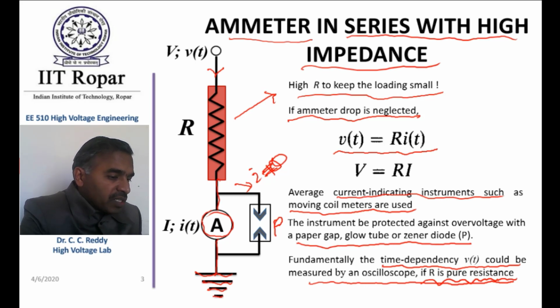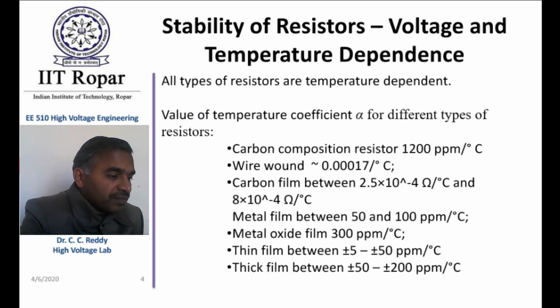So this is the basic principle for all voltage measurements, high voltage or low voltage. If R is pure or doesn't change with anything, then this relationship will hold. And if R is a constant, the measurements will be accurate. But that is not so in general. Now the stability of resistors, voltage and temperature dependence. So these are the complications.